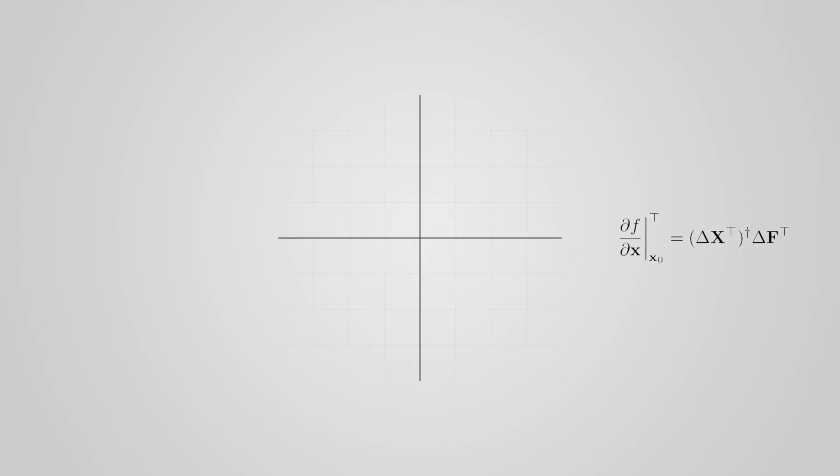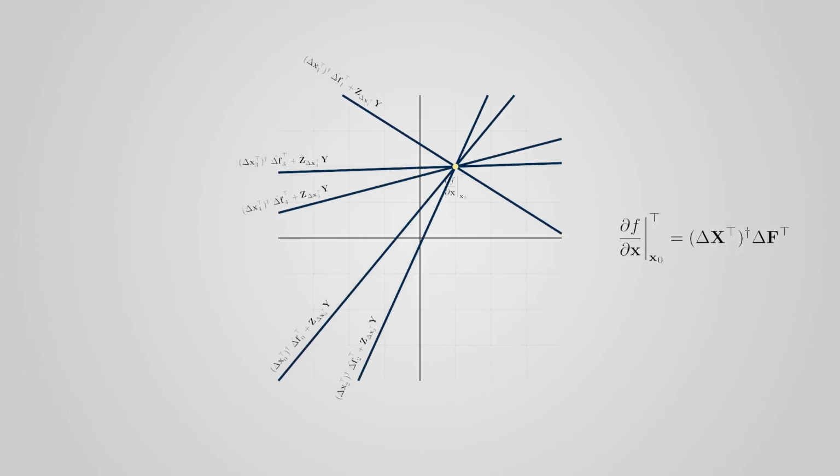Let's visualize what this solution looks like. Here, the dark blue lines represent affine spaces created from corresponding columns in the delta x and delta f matrices. The Z matrices are null space basis matrices, and the Y matrices represent free variables that parameterize the affine spaces. The derivative must reside within each of these affine spaces, meaning it must lie at their intersection, as illustrated by the yellow dot in the visualization.